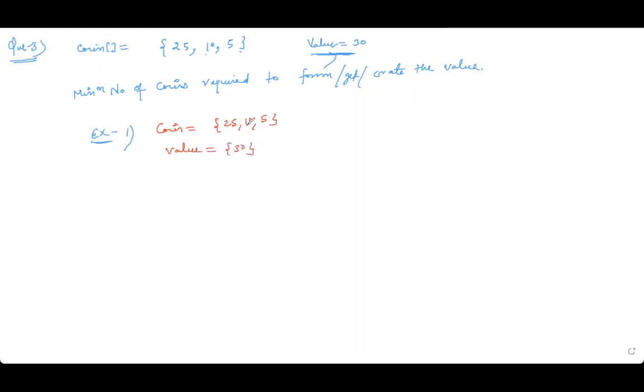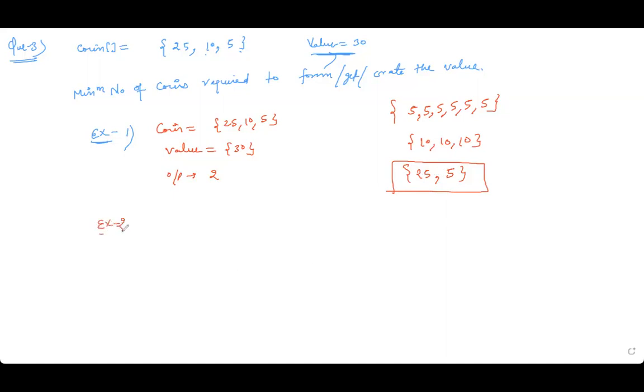Now you know very well there are many possibilities to create the value equal to 30. We can take 6 coins of denomination 5. This is one of the possibilities. Similarly, we can take 3 coins of denomination 10. This is another possibility. Similarly, there is another possibility: we can take 1 coin of denomination 25 and 1 coin of denomination 5. Out of those possibilities, I think this one will give us the minimum number of coins in this case, right? So the expected output here is nothing but 2. Correct. There are many possibilities. Out of those, we have to select the best one, and the best one is this only.